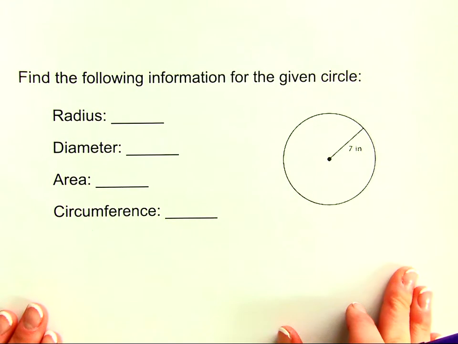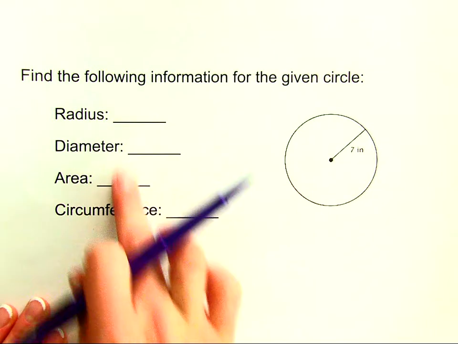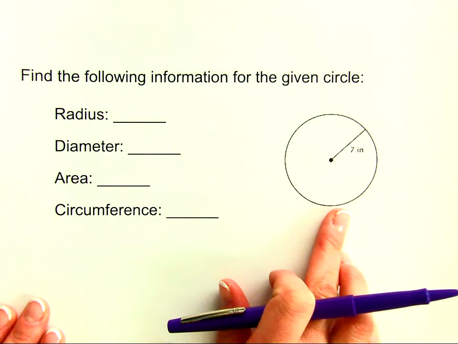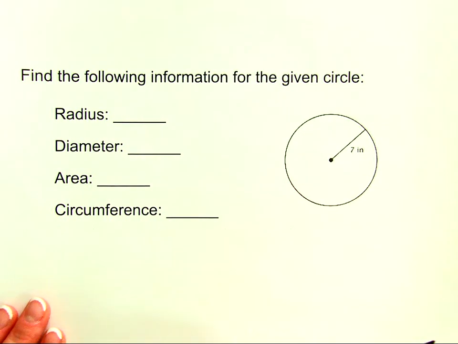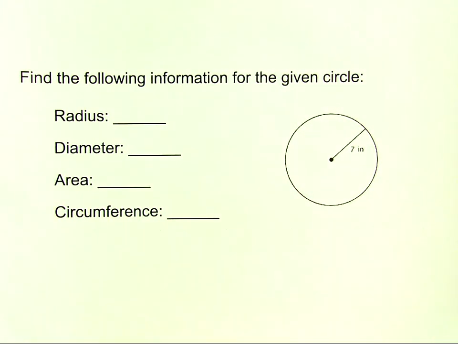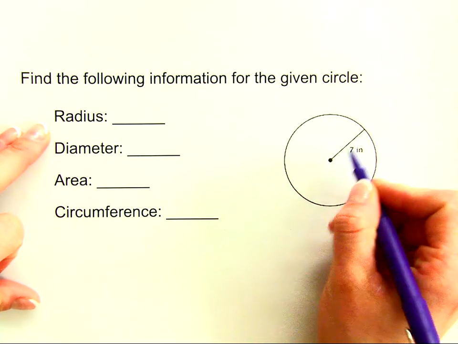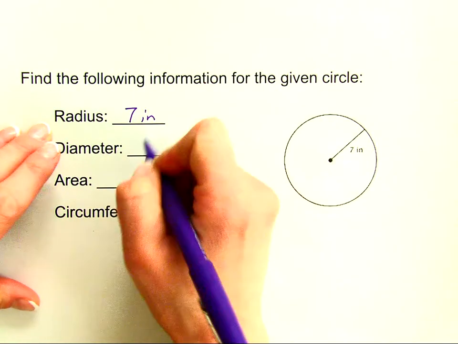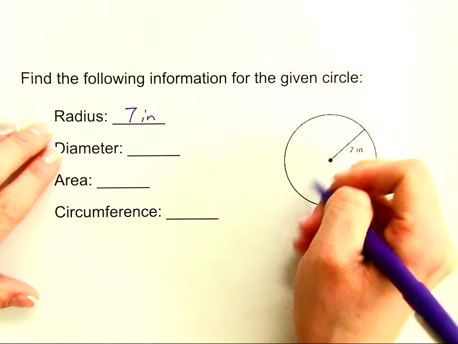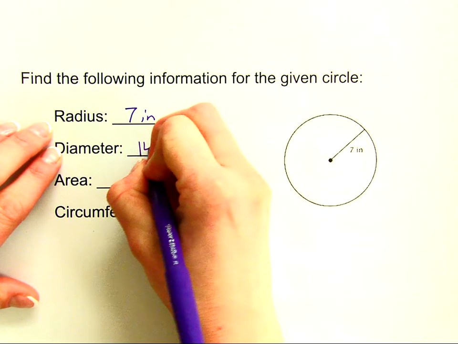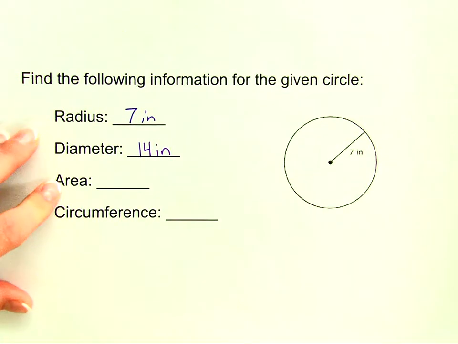So I'm going to let you go ahead and try to fill in these 4 things about this circle. Okay, so go ahead and pause your video and do your calculations. All right, so the radius is what I gave you from the center of the circle out. That's 7 inches. So the diameter is going to be twice as long because that's got to go all the way across. So 14 inches.